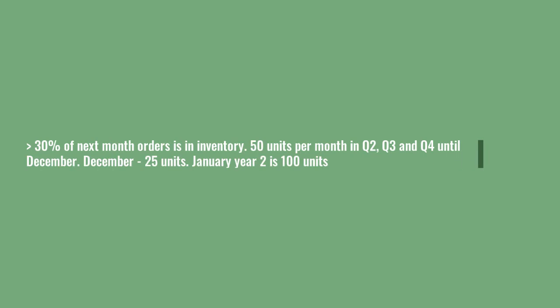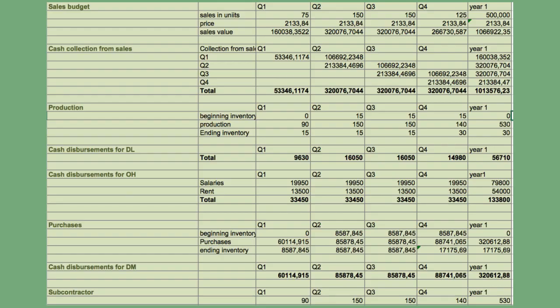30% of next month's orders is in inventory. 30% of the needed material for next month is in inventory. Subcontractor is paid in the following month. All direct material is paid in the same month. Truck, angle grinder and welding equipment is purchased in quarter 1.